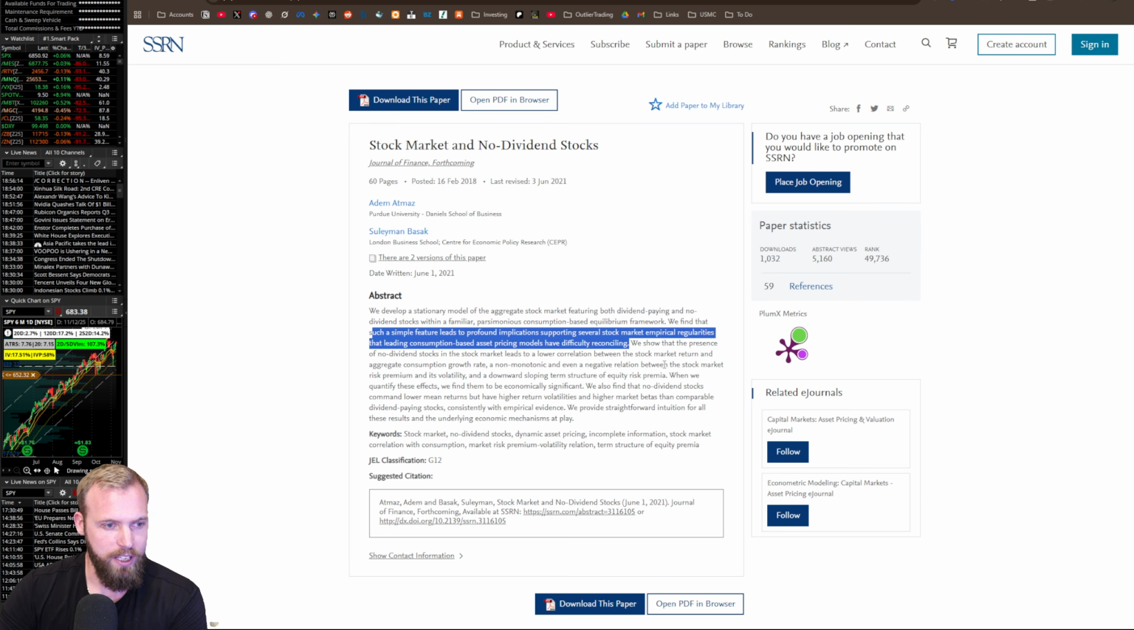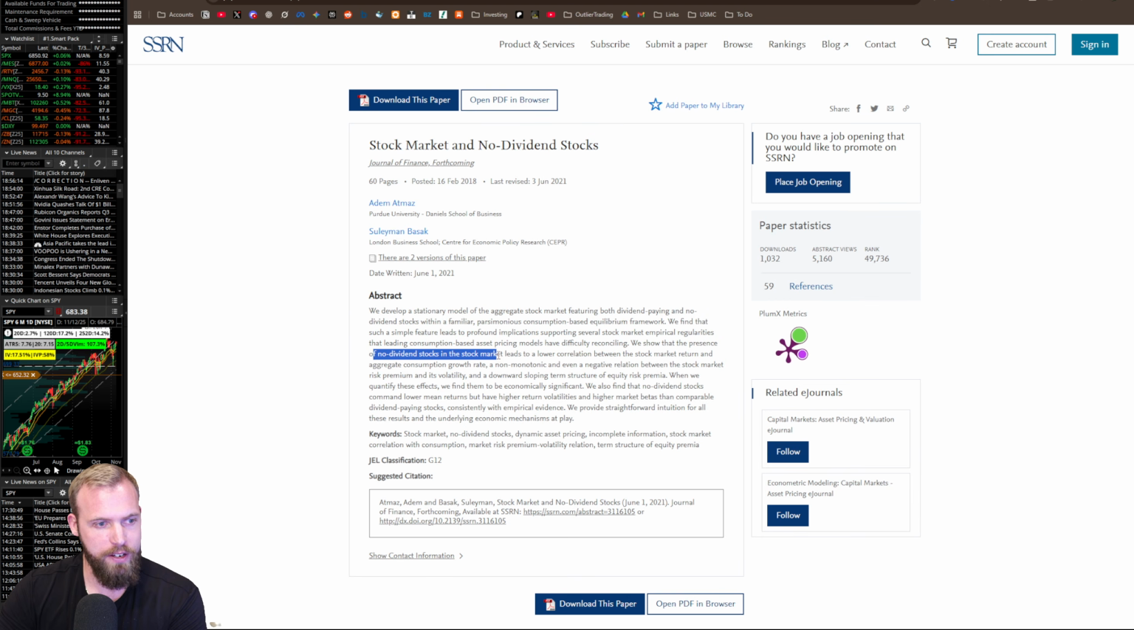So let's see what they find. They find that we show that the presence of no dividend stocks in the market leads to lower correlation between stock market return and aggregate consumption growth.